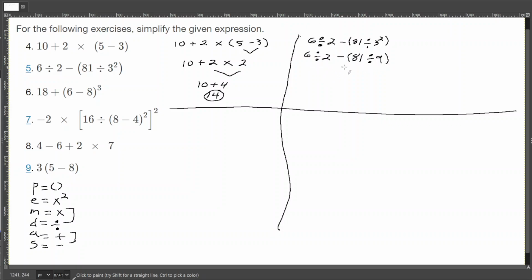Now we still have to handle this divide in the parentheses. So we're going to do everything by the book. Some of you might see that I could probably have just done the 6 divided by 2 right away, and you're not wrong. So 81 divided by 9 will be 9. Then we do this last division because we have a division and a minus. Division is higher, so 6 divided by 2 is 3. And then finally 3 minus 9 is negative 6. That's how we would have handled something like number 5.